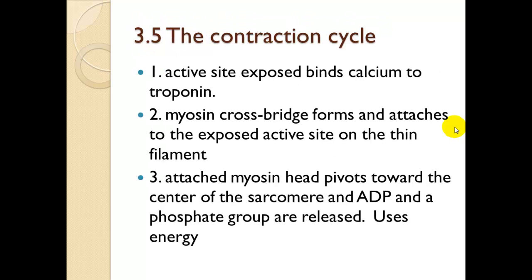The contraction cycle. 1. Active site exposed, binds calcium to troponin. 2. Myosin cross-bridge forms and attaches to the exposed active site on the thin filament. 3. Attached myosin head pivots towards the center of the sarcomere, and ADP, adenosine diphosphate, and a phosphate group are released. And this is going to use energy to actually move the muscle.